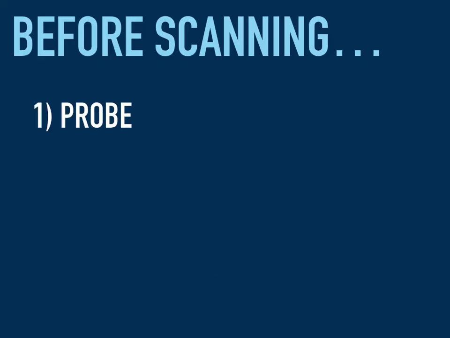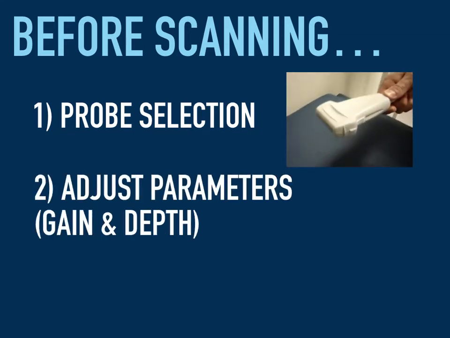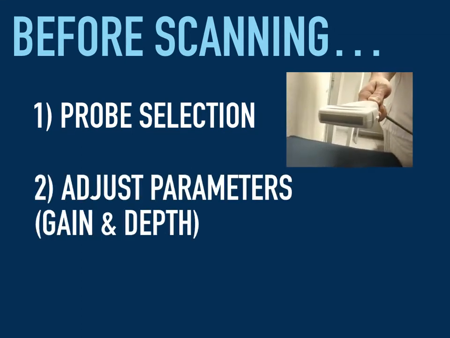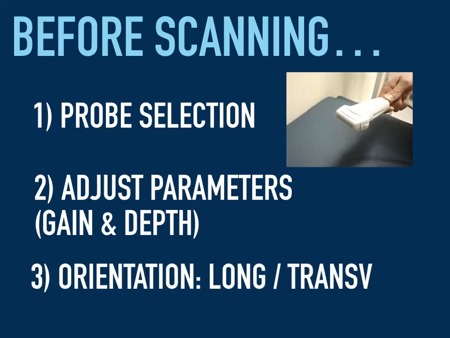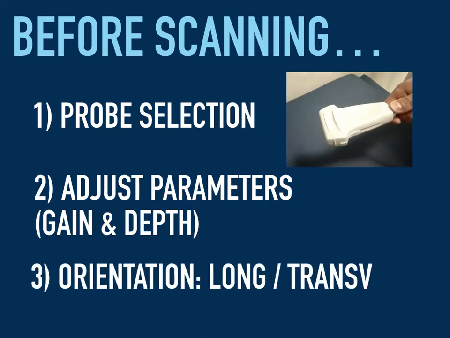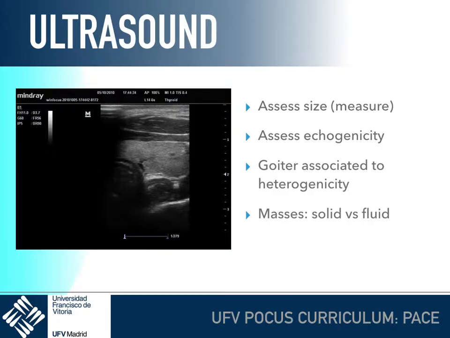Before scanning, we need to select the probe. The thyroid is a really superficial structure, so our probe will be the linear probe. We need to adjust the parameters in terms of gain and depth, as always. And the orientation for the thyroid gland should be both longitudinal and transverse. From an ultrasound point of view, we are evaluating the size. We have to measure the size of each lobe.